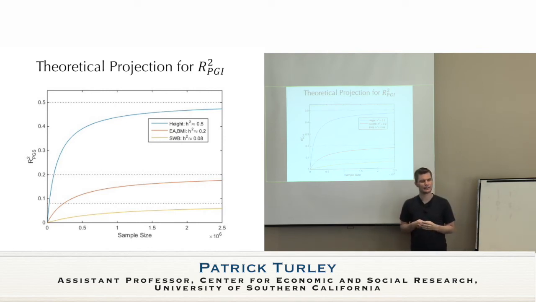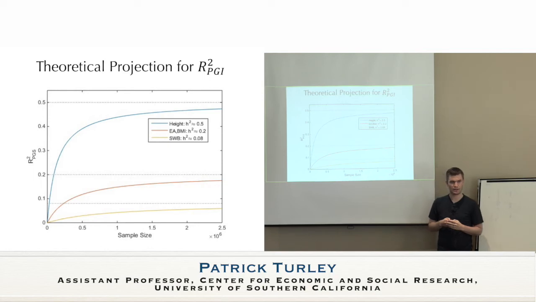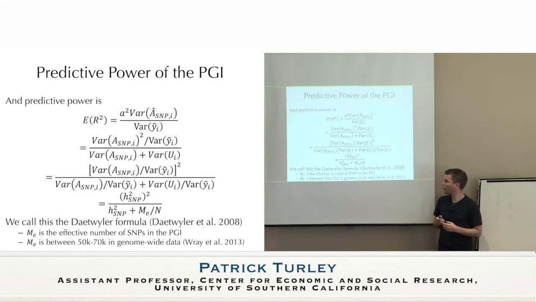I was wondering if we could maybe draw the same chart, keeping N constant, but increasing the effective number of SNPs. Basically that has happened over time, the effective SNPs have increased, right? Yep. How does it look in terms of the predictive power?